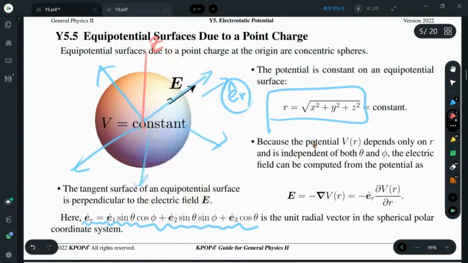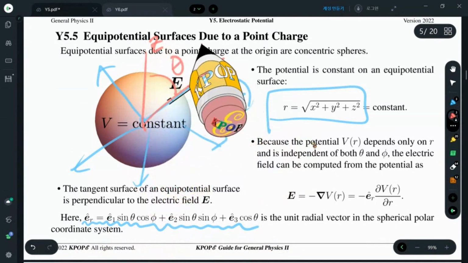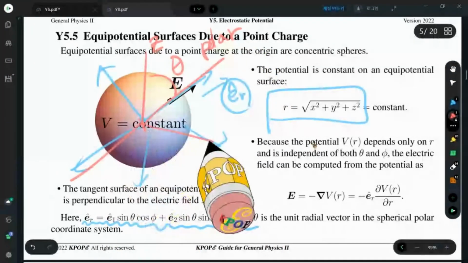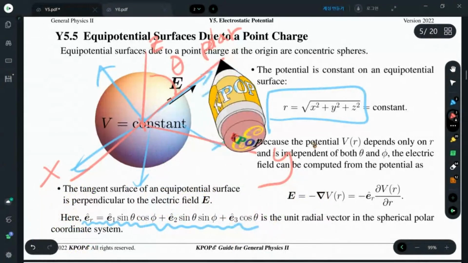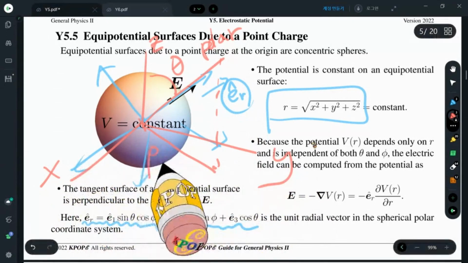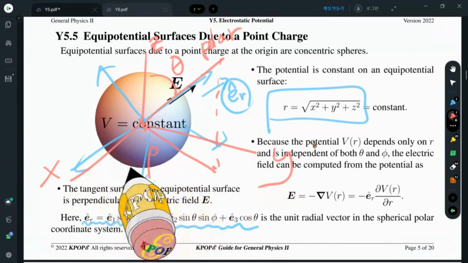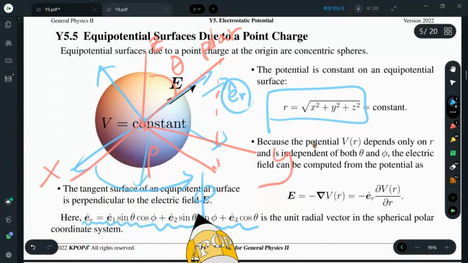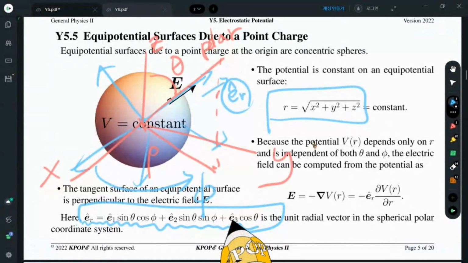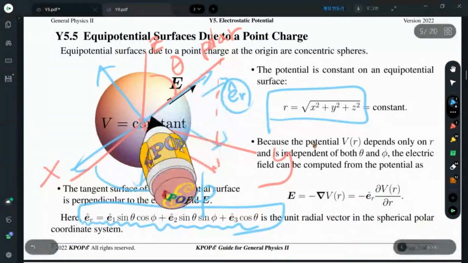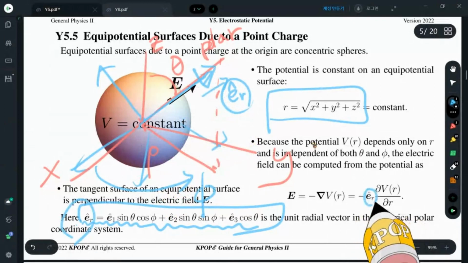Here, theta is the angle measured from the z-axis. That is called the polar angle. And phi: if we choose x and y axes like that, then we have a planar radius rho, and we can measure the angle from the x-axis, and that is called the azimuthal angle phi. Then the unit radial vector is always expressed like that. What is the electric field? The electric field is always toward this unit vector.